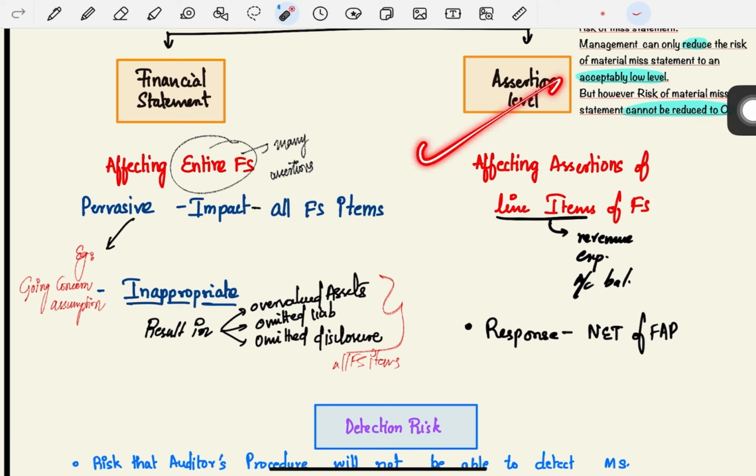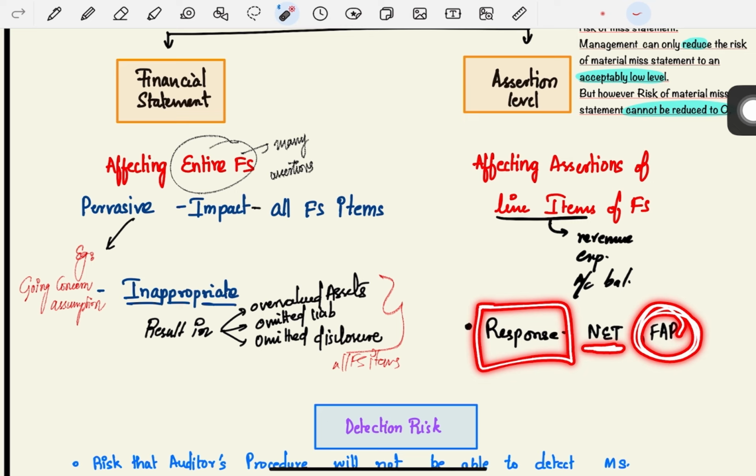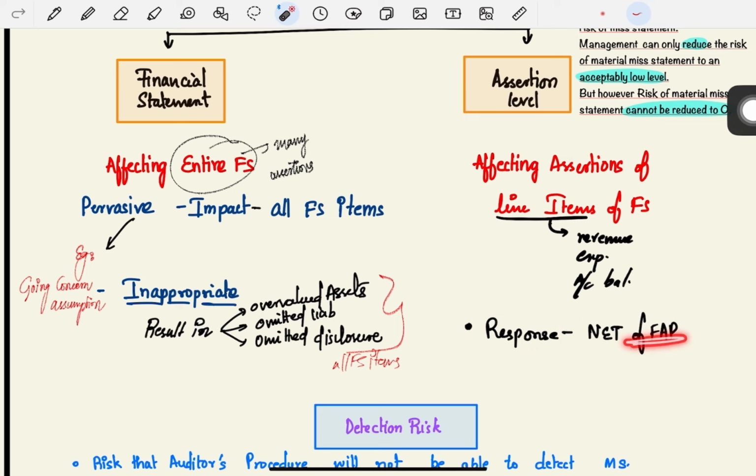Now, what about the assertion level? Assertion level means that the risk of material misstatement is affecting assertions of line items of financial statements. Line item means like revenue. In revenue, there is a list of items. In expenses, a list of expenses, like account balances. So how will the auditor respond to this? By the nature, extent, and timing of further audit procedures. So he applies further audit procedures.